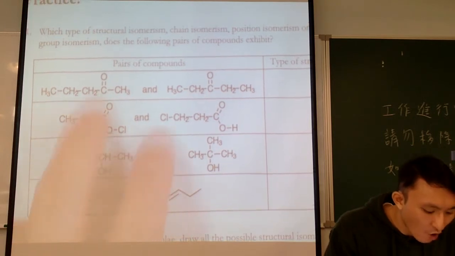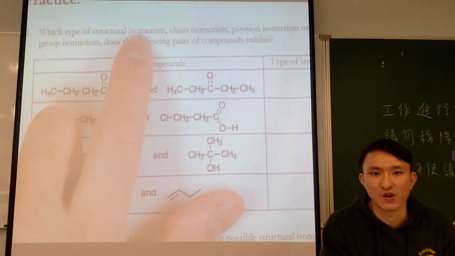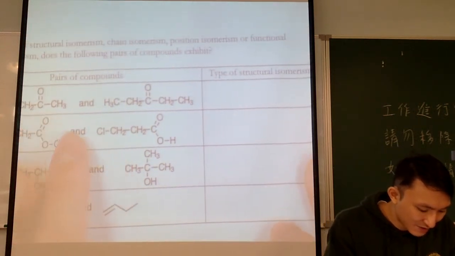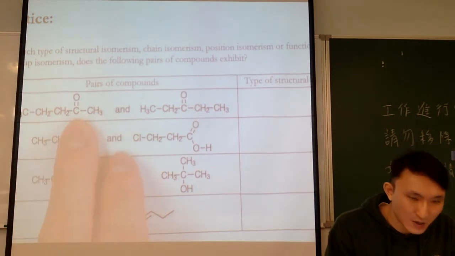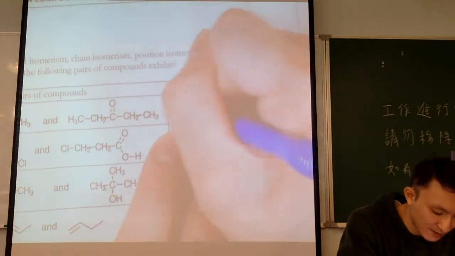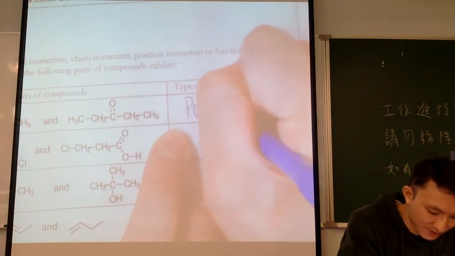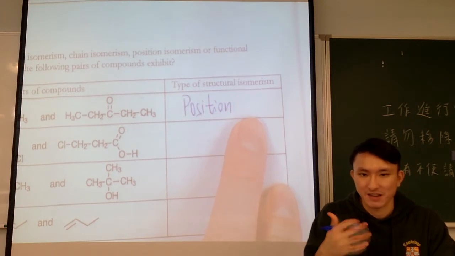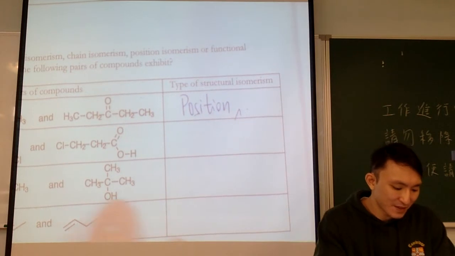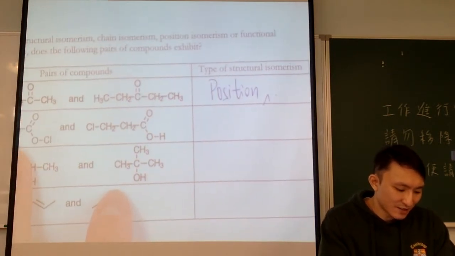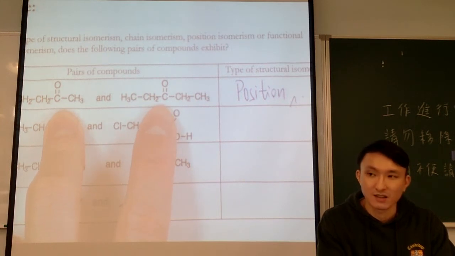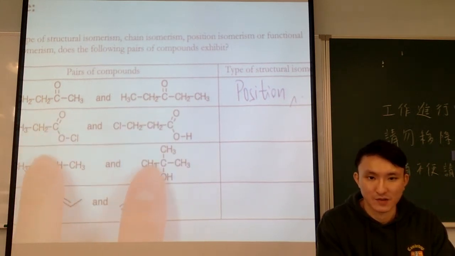Here, they all have structural isomerism, so the problem is which one. Now here, you see this one having a CO double bond at the 2nd carbon, and this one is at the 3rd carbon, so this one has to be position isomerism. Now I did not put down isomerism, but in the real exam you should put it down as well. This is because both of them are ketones, so it is not a functional group isomerism.